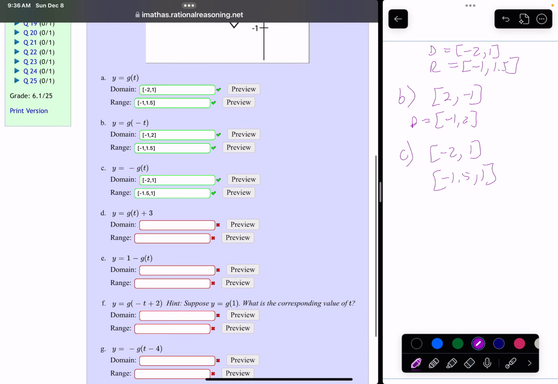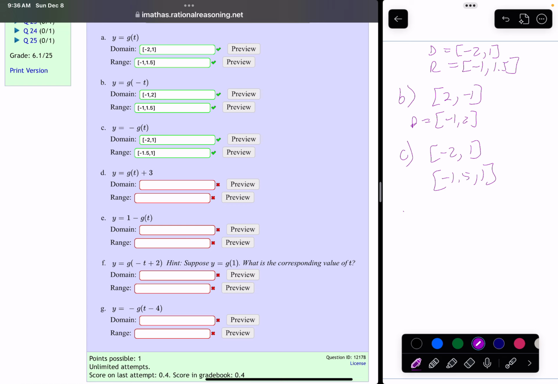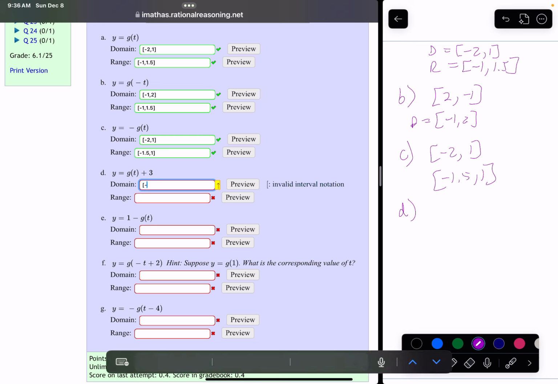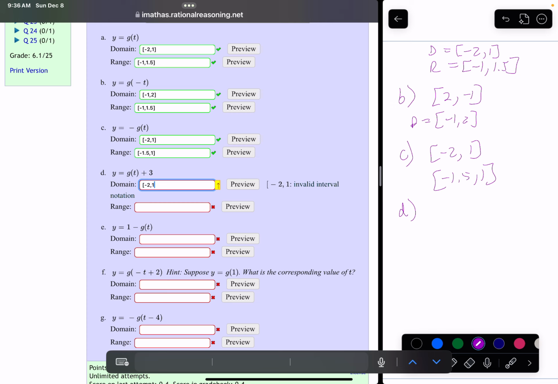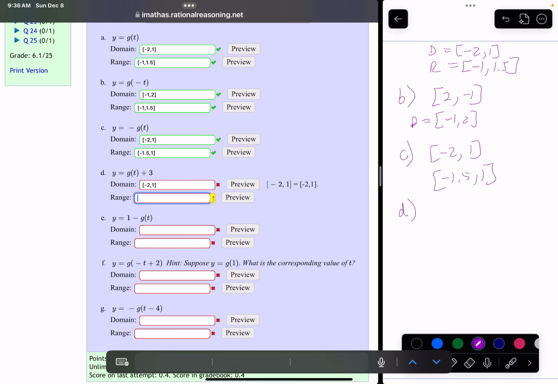Okay. Now let's look at D. We are adding on the outside of our function. Anything done on the outside is going to change our range. So write in your domain again. Domain will not change. So -2, 1 is our domain. Now, but our range. Take your range values of -1 and 1.5, add 3. -1 plus 3 is 2. 1.5 plus 3 is 4.5. So it just lifts it up 3 units.